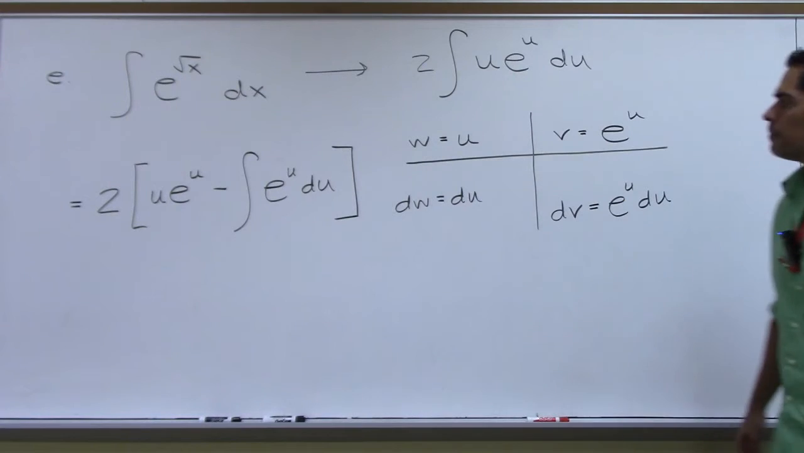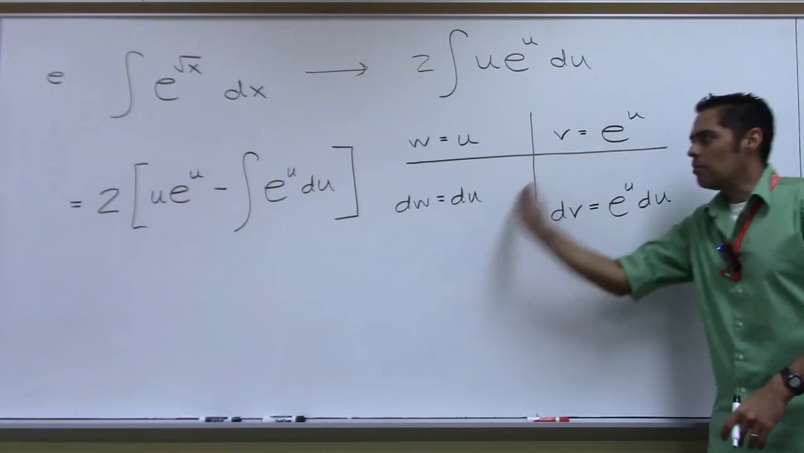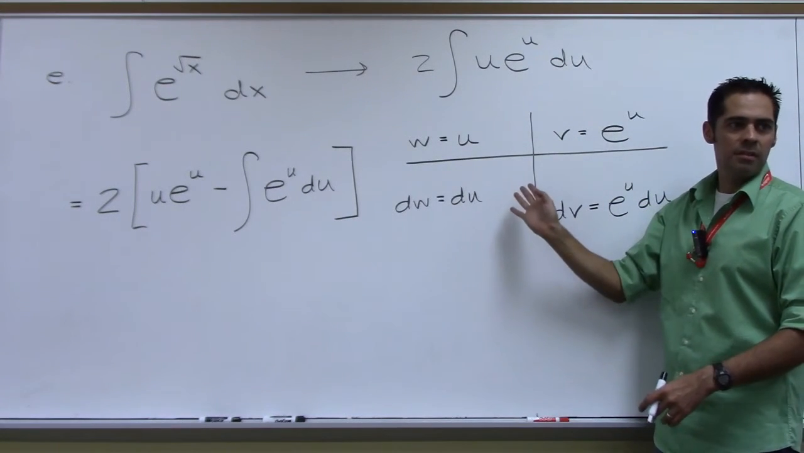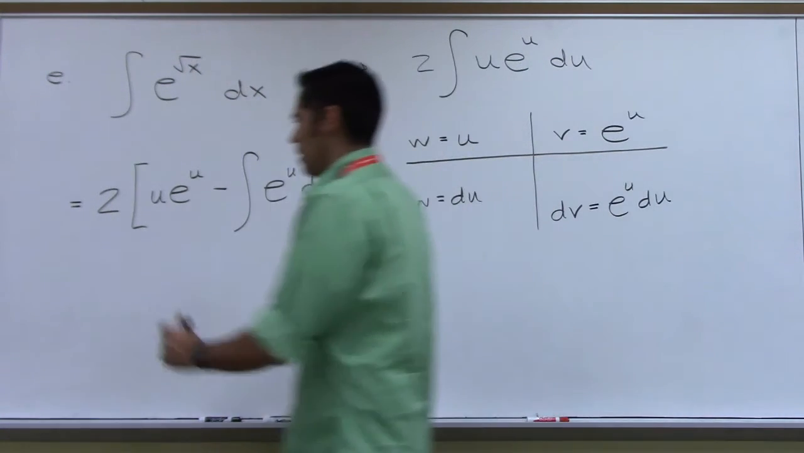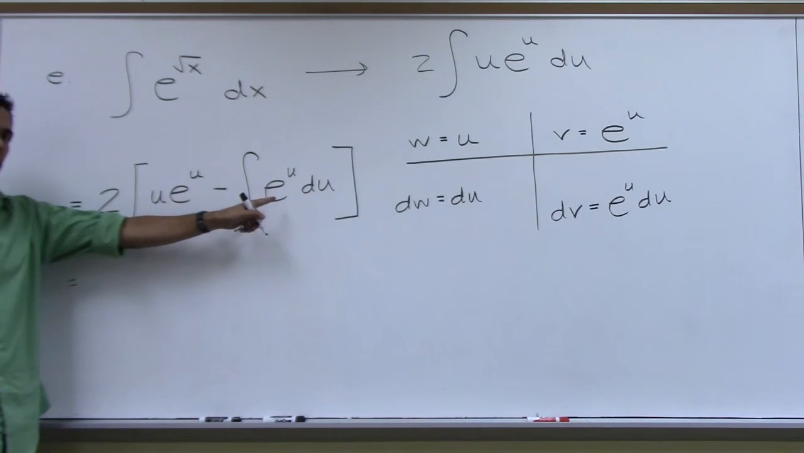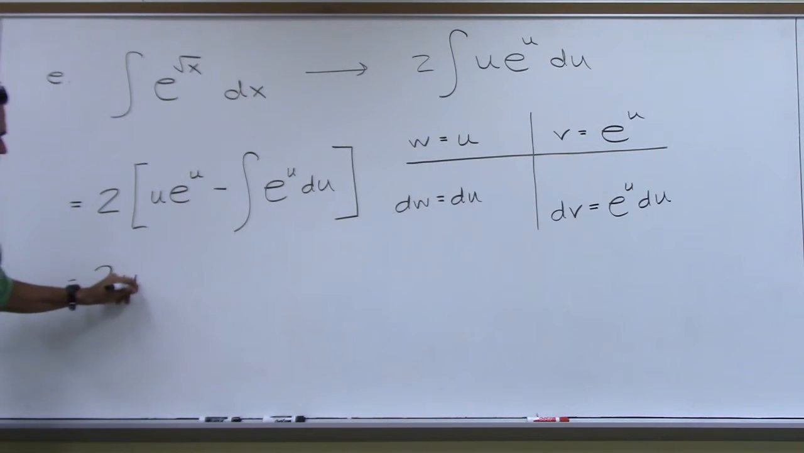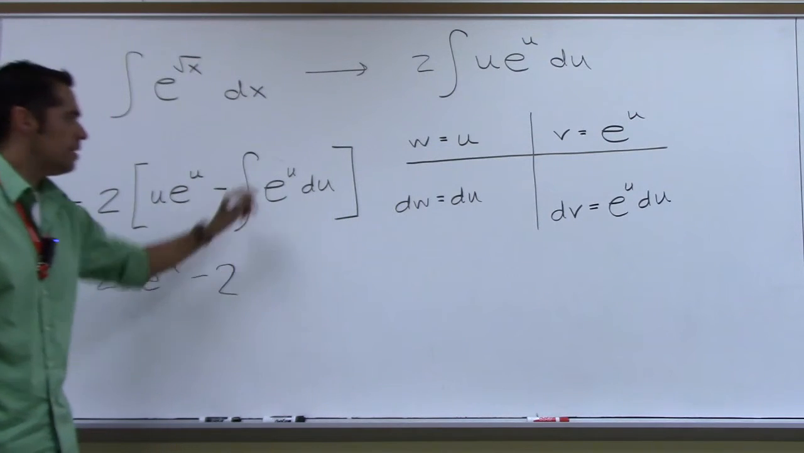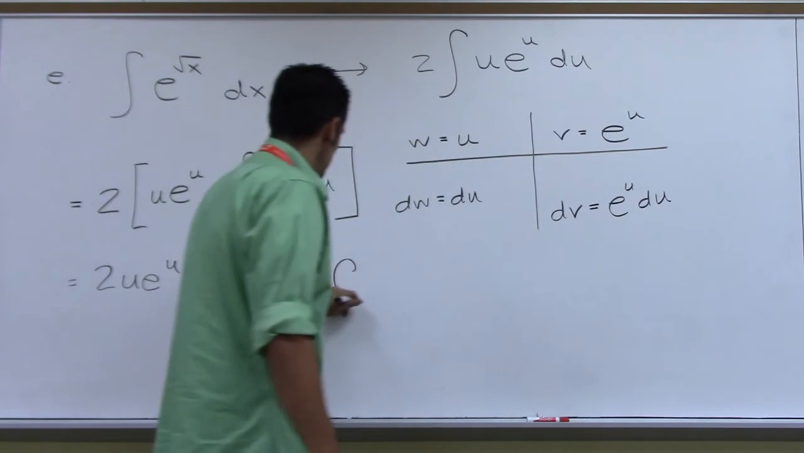That's it. So we're still doing the ultraviolet minus integral voodoo, but do you see now it's more important to understand the pattern than it is to understand the letters? Do we know the antiderivative of e to the u? It's itself, right? So I'm going to distribute the 2 through. 2u e to the u minus 2 e to the u plus some constant of integration.